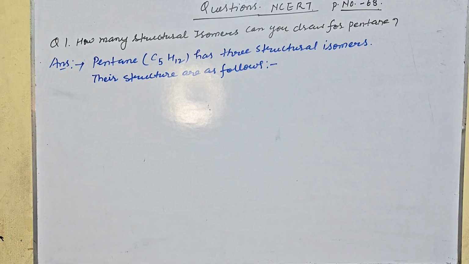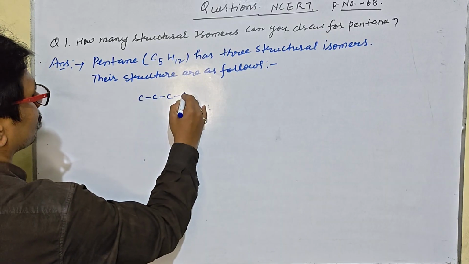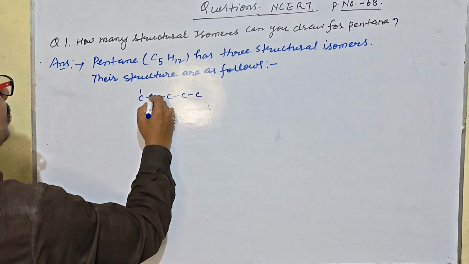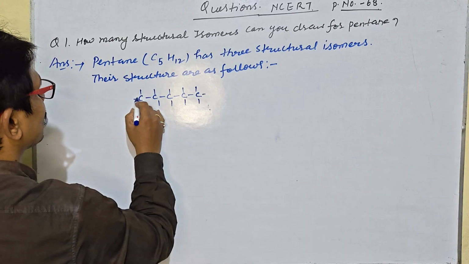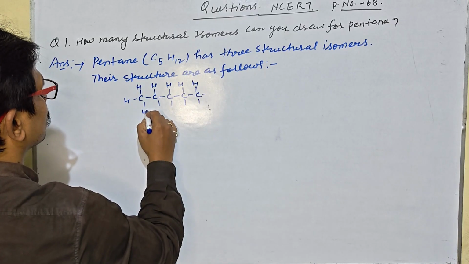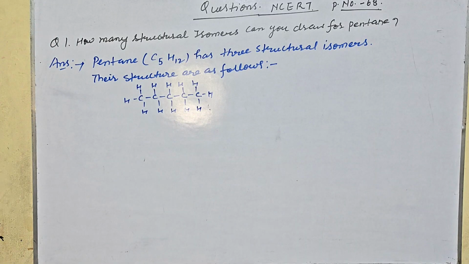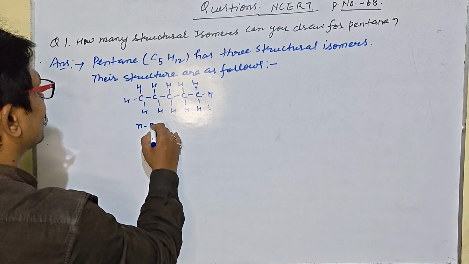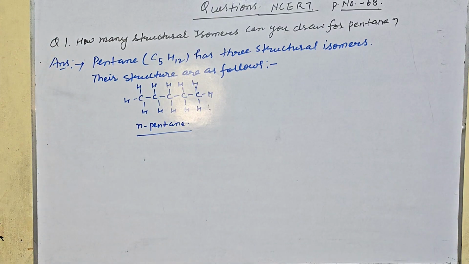Right now I am going to draw. Just see, there are 5 carbons. So first you draw the 5 carbons, and there are 12 hydrogens, so you draw the 12 hydrogens each time. So this is simple. It is N-pentane, the first isomer, that is a simple structure. Second structure I am going to draw.